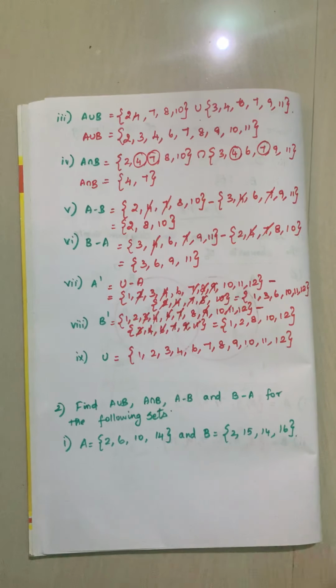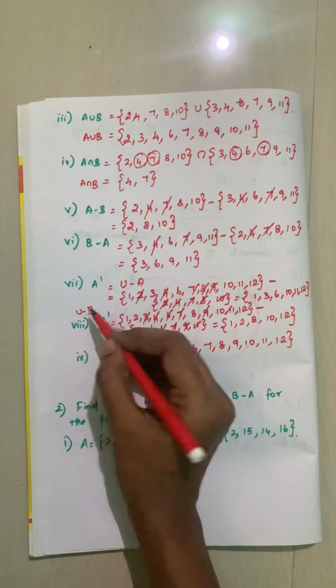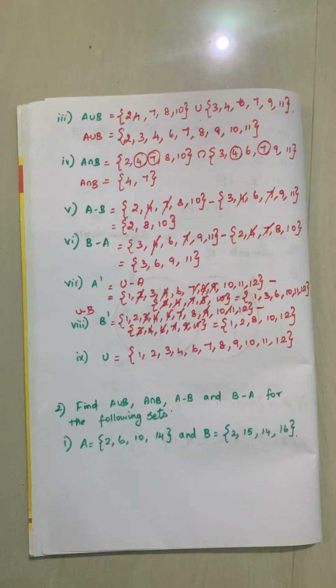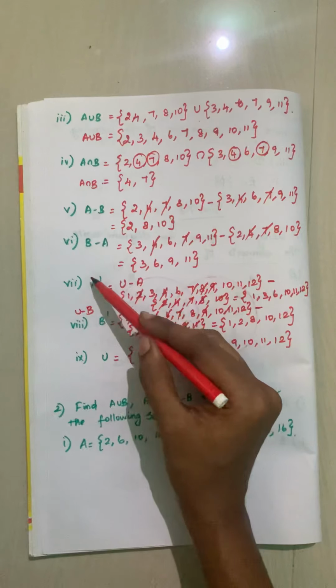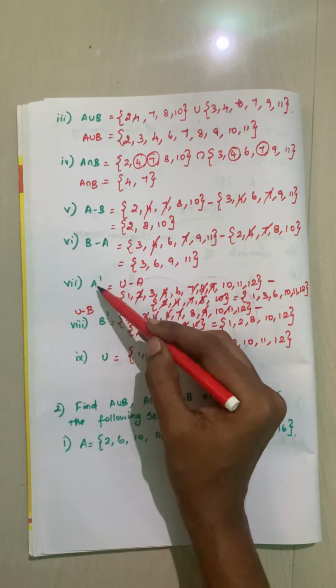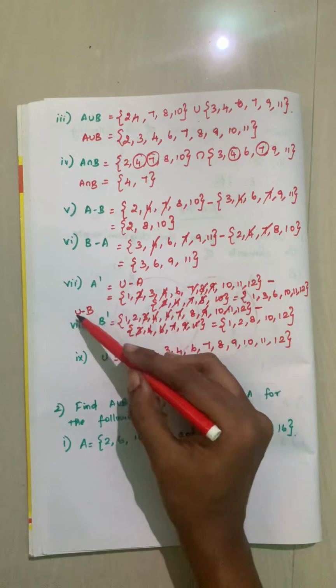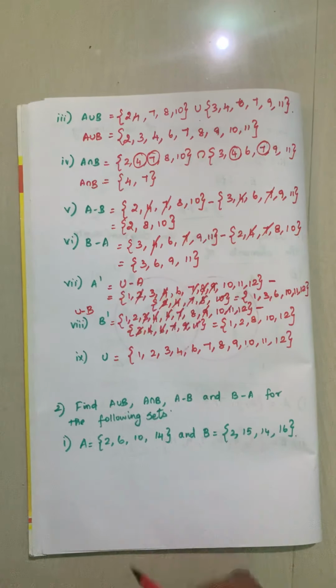B dash means U minus B. Formula is U minus B. The dash represents the whole minus the part. Okay. Whole U minus A represents A dash. U minus B represents the B dash. If they are given C dash means U minus C. Okay. So that's all, children.